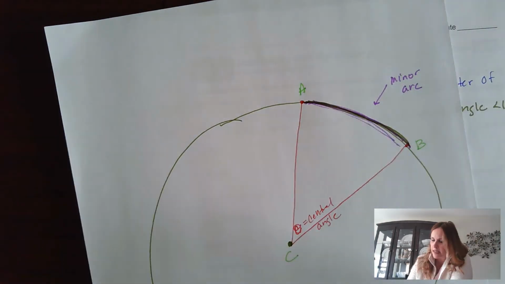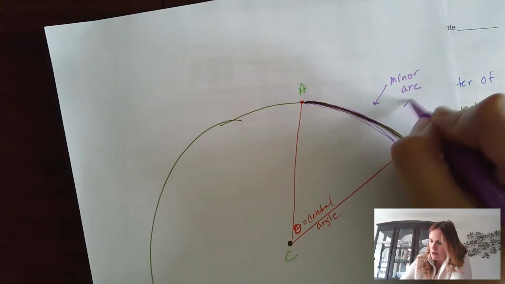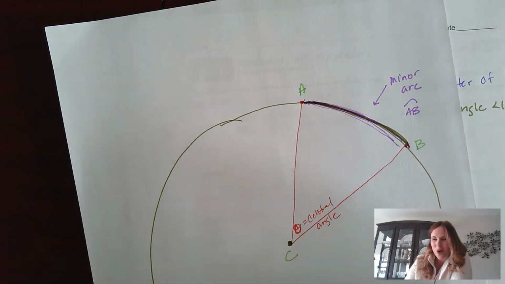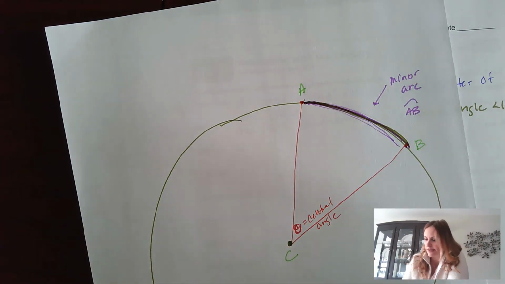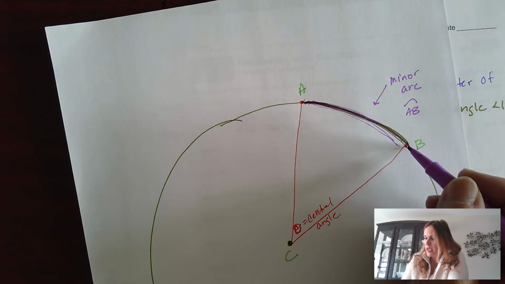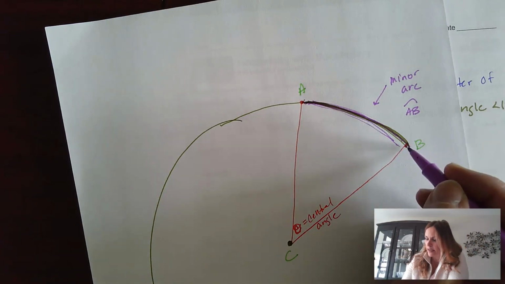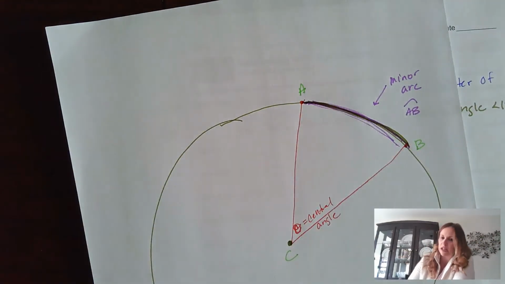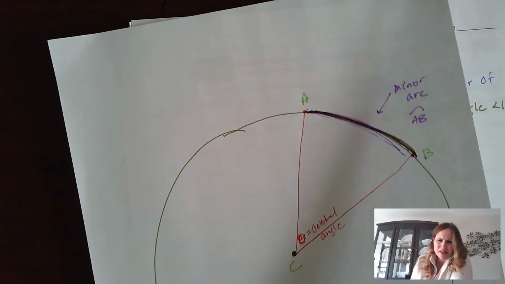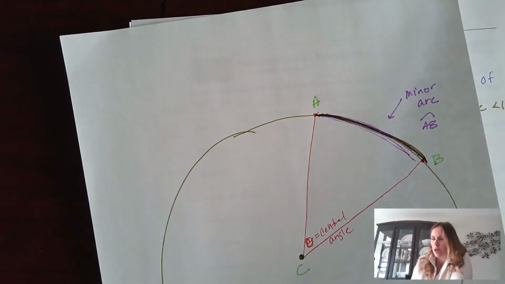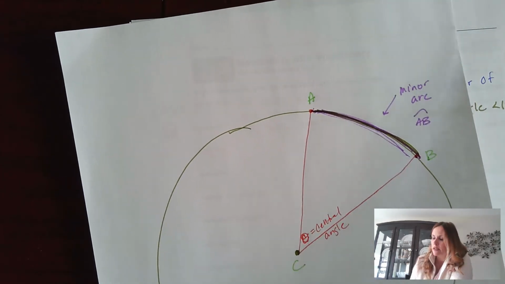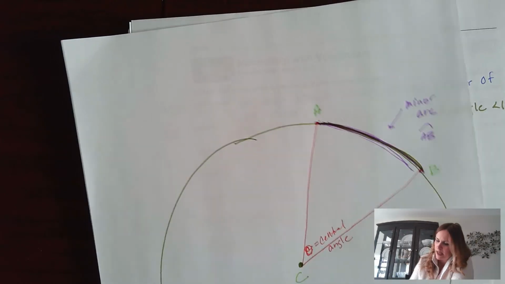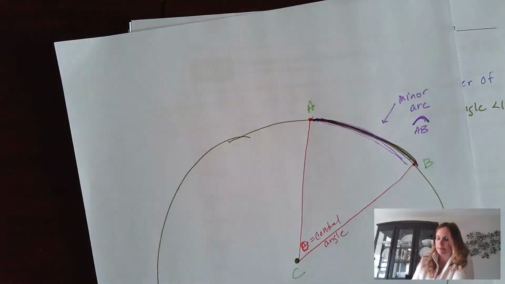So when it says arc AB, like that, it means you start at A and go to B. So the order in which you write it makes a difference. If I were to say B and then A, technically it could mean this direction, right? So we're looking at clockwise around our circle. And the biggest part here is just to know that a minor arc, less than 180 degrees, is always going to be notated using 2 capital letters, and it has that little arc symbol above.